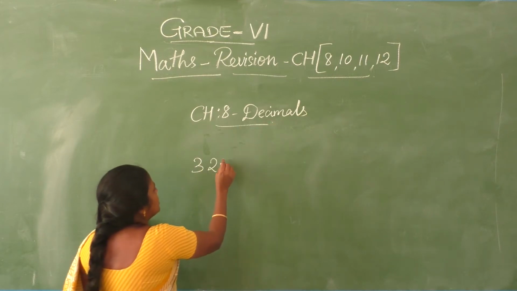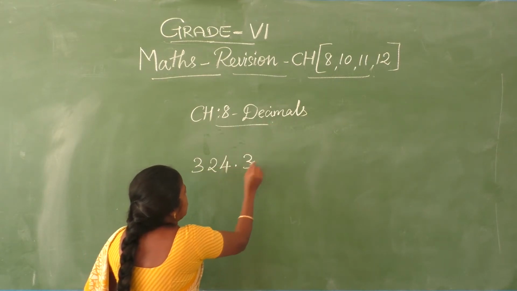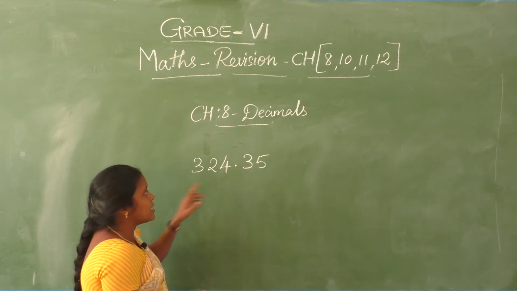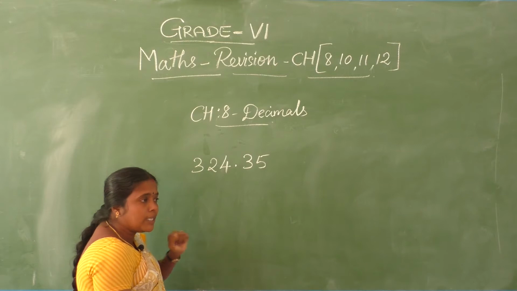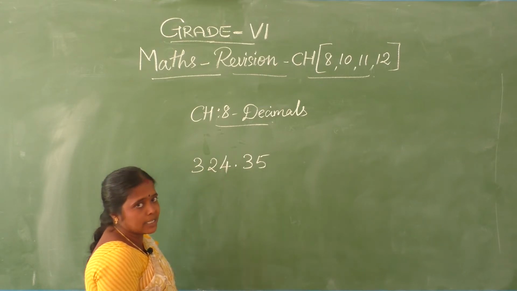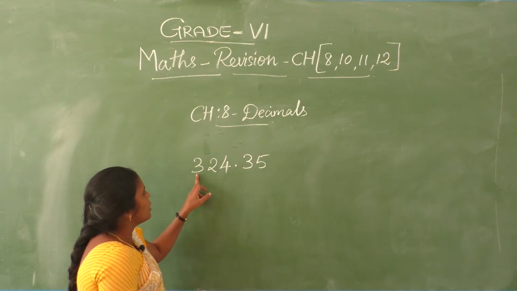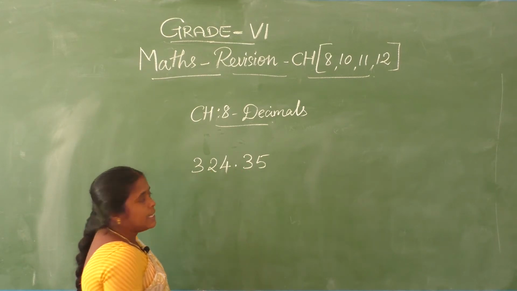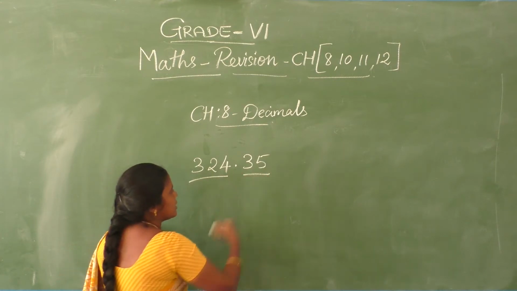Okay, 324.35. What is this? Actually it is a decimal number because there is a point in it. Actually what is a decimal number? A number which has a point in it is called a decimal number. Okay, so here 324.35 is a decimal number. It has two parts. Yes or no?